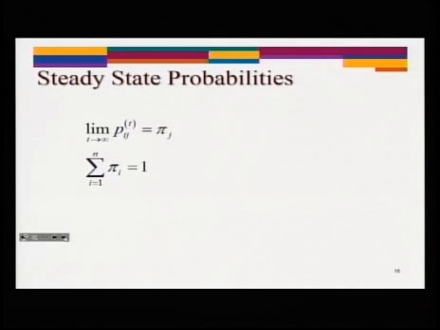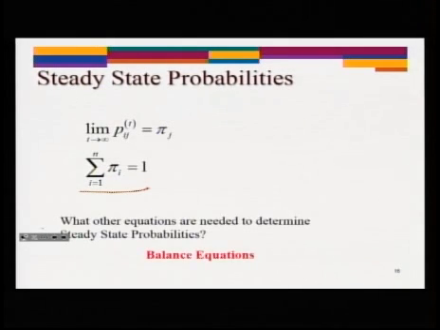Okay, just like the discrete time Markov chain, steady state probabilities are independent of the initial state i for the continuous time Markov chain. And they must be non-negative, okay? So the summation of steady state probabilities for every state should be equal to one. And what other equations are needed to determine pi for the continuous time Markov chain? In the case of the discrete time Markov chain, we use the equation pi equals pi P, right? But in the case of the continuous time Markov chain, we use what are called balance equations.